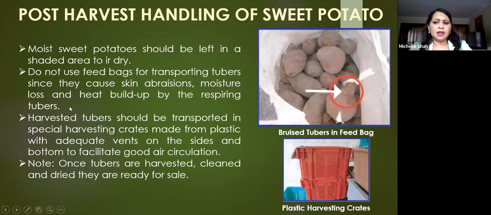Post-harvest handling of sweet potato. Most sweet potatoes are left in shaded areas to dry. Do not use feed bags for transporting the tuber as they cause abrasions. Harvested tubers must be transported using the plastic crates shown in the photo, which facilitate good air circulation. Once harvested, they should be cleaned and dried, and then they are ready for sale.